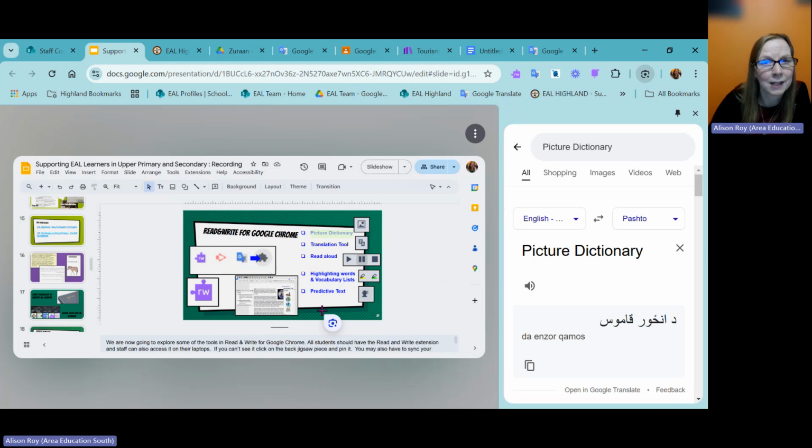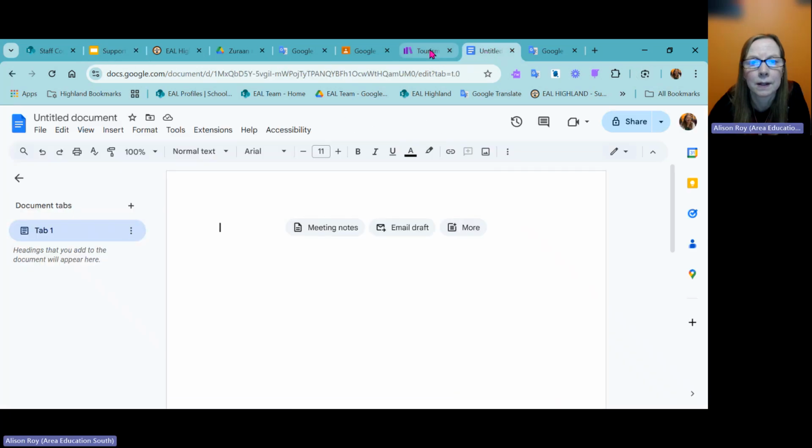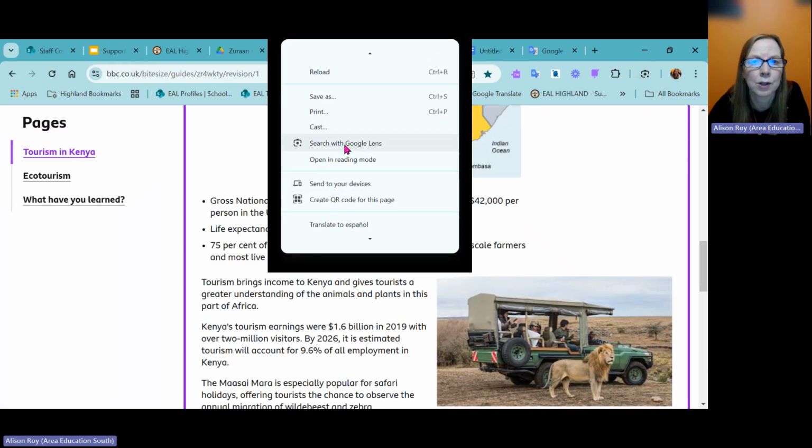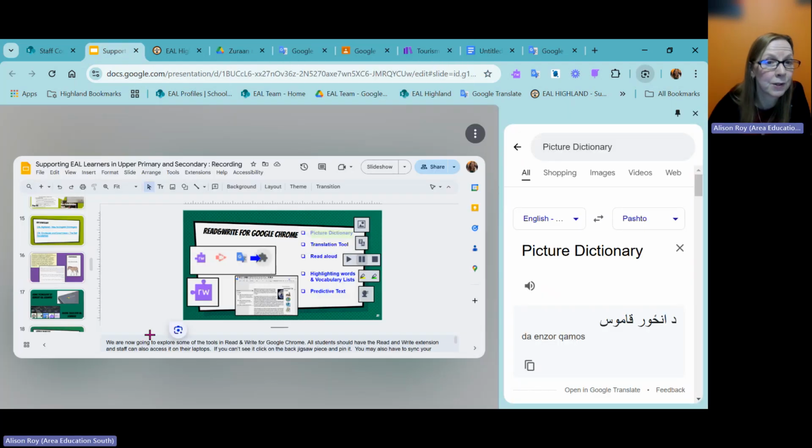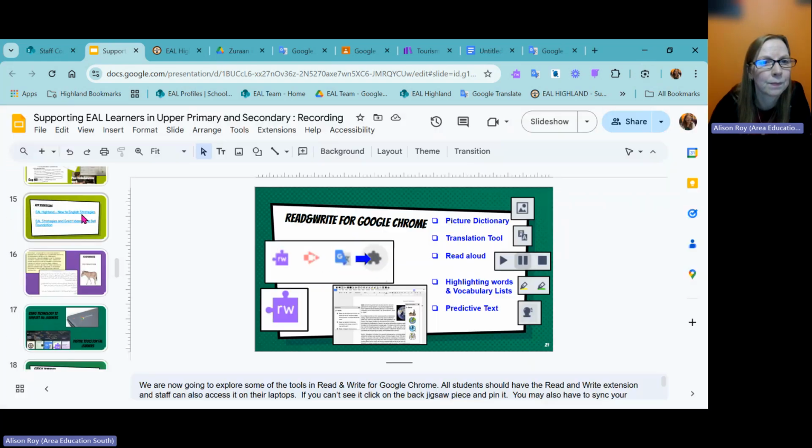So again, I'm going to give you a chance to try this out. If you're on a Chromebook, try it out in the Chromebook there. If you're on a laptop, you'll see it with the right click, translate, just do it again. So right click, and it says search with Google Lens. Okay, so if you pause the recording again, we'll take a little bit of time to try the Google Lens tool.